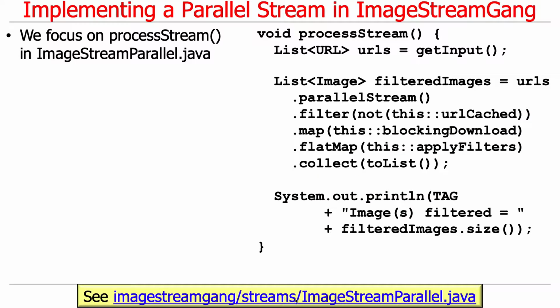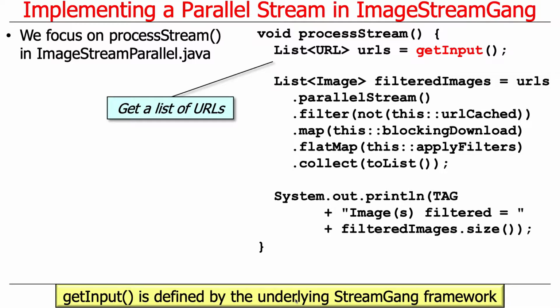So we're going to focus on the processStream method, which is a hook method that's defined in this ImageStreamParallel.java file. And it's kind of the workhorse method in the entire thing. It should look very familiar at this point. The first thing we do is we make a call to this getInput helper method. That actually comes from the underlying StreamGang framework. And we hook it up so it gets input from wherever the input comes from.